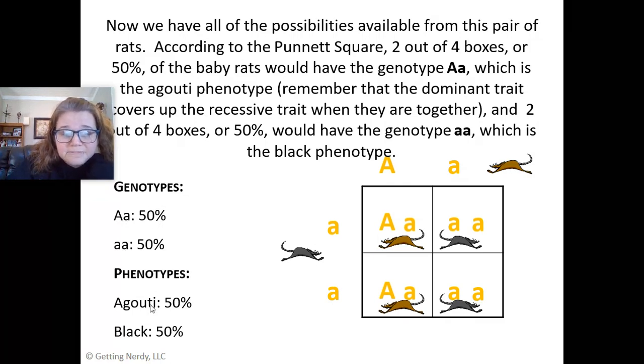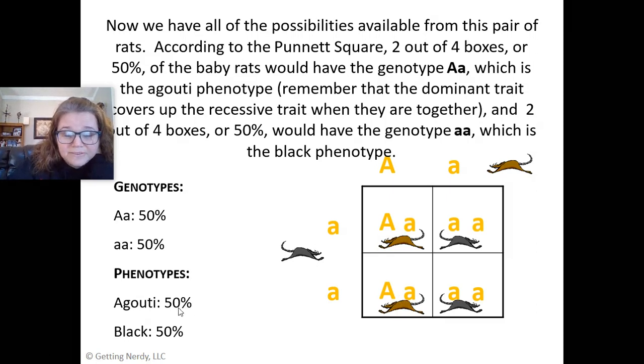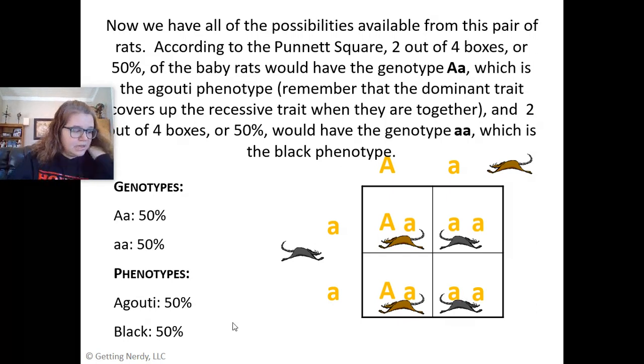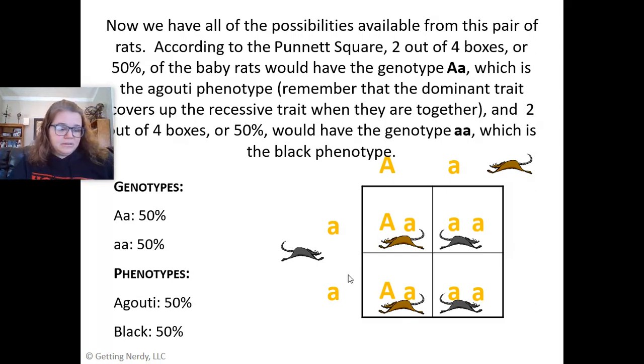The phenotypes, again, if we look, that capital A is going to pull that agouti color. That's 50%. And then 50% of those rats will be recessive, which is that black color. So 50%, 50%, 50%, 50%. This one actually works out to be really nice, that Punnett square. So go ahead and fill in those percentages on your paper.